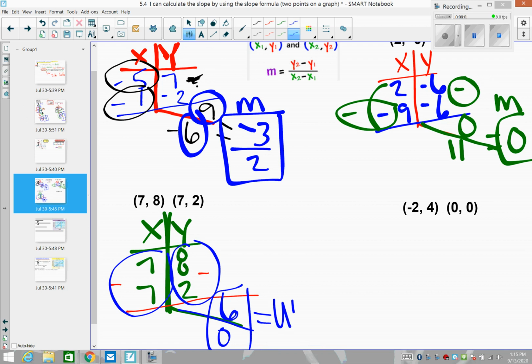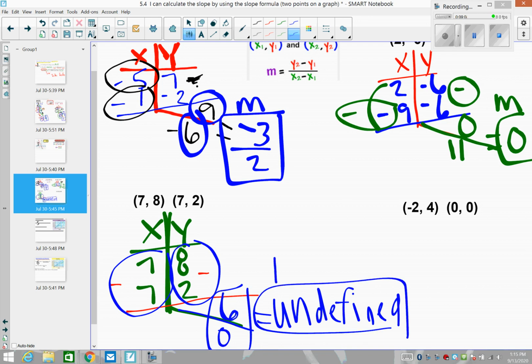What they're saying is that that is a vertical line with an undefined slope. So the slope of this problem here is actually undefined because you cannot ever divide by a 0 on the bottom. Vertical line. All right, group, hang in there.